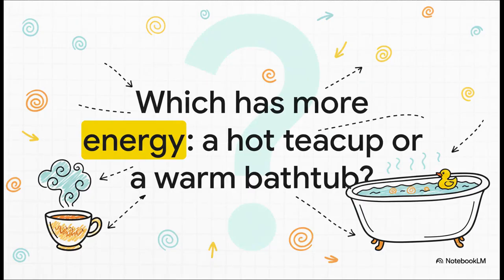Okay, to kick things off, let me throw a little puzzle your way. Picture this. You've got a tiny teacup and it's steaming hot, like 80 degrees Celsius. And right next to it, there's a huge bathtub filled to the brim with nice, warm water, maybe 40 degrees Celsius. The question seems simple enough. Which one has more energy? Now, your gut might immediately say the teacup, but, well, let's see.